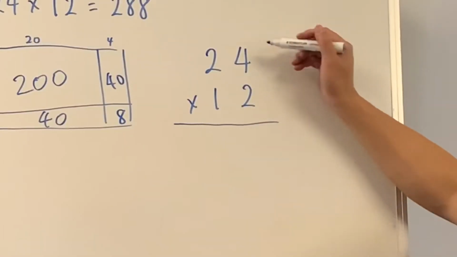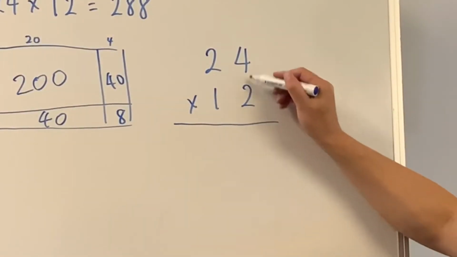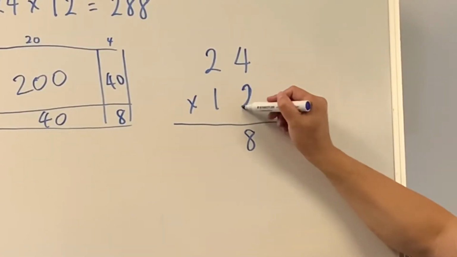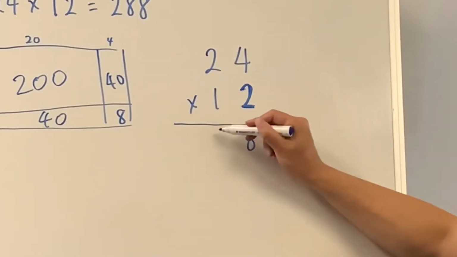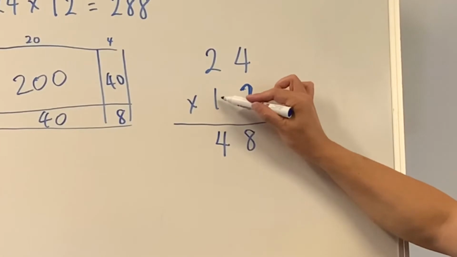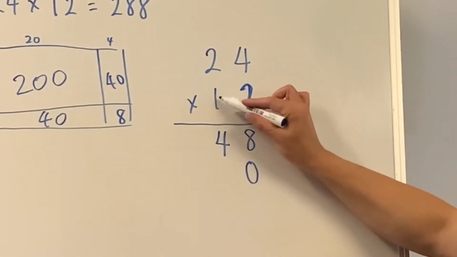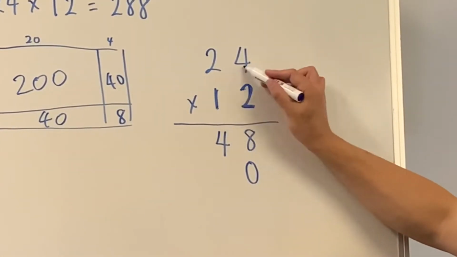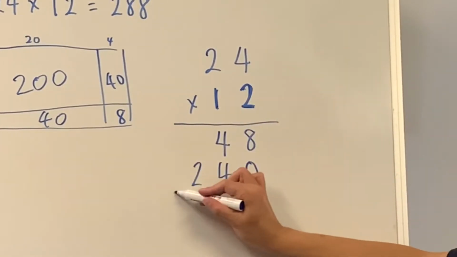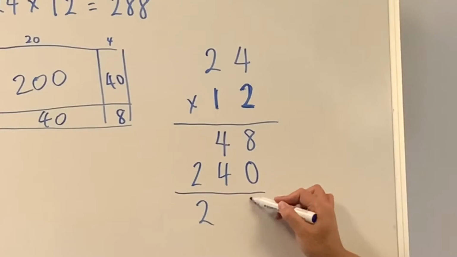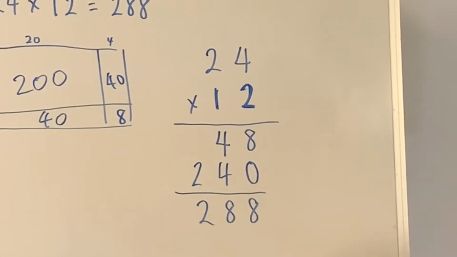Traditionally, a lot of people do it this way. 2 4s are 8, but this is the most important number here now. 2 4s are 8, 2 2s are 4. This is 10, so I'll put the 0 first. 1 times 4 is 4. 1 times 2 is 2. Oh, sorry, 8, 8, 2, 288.